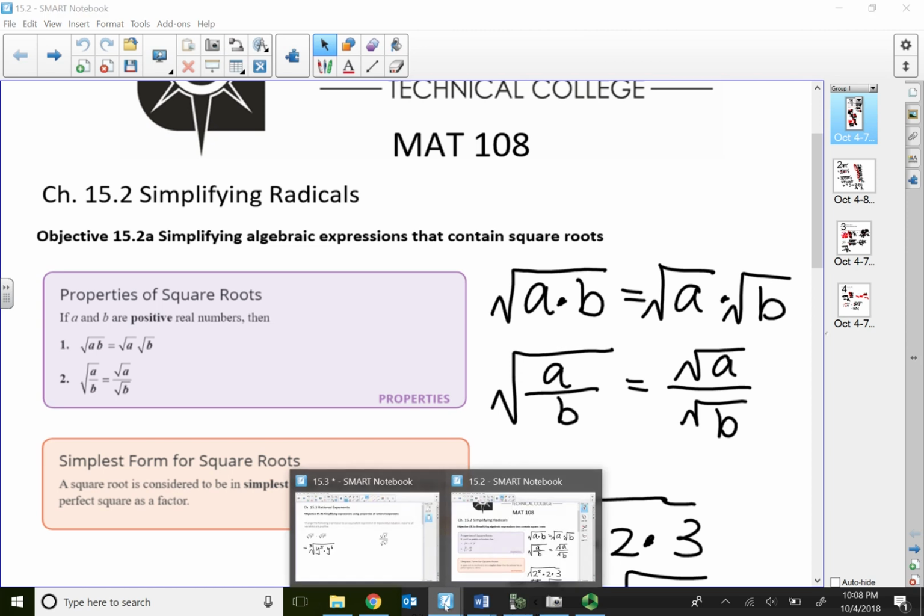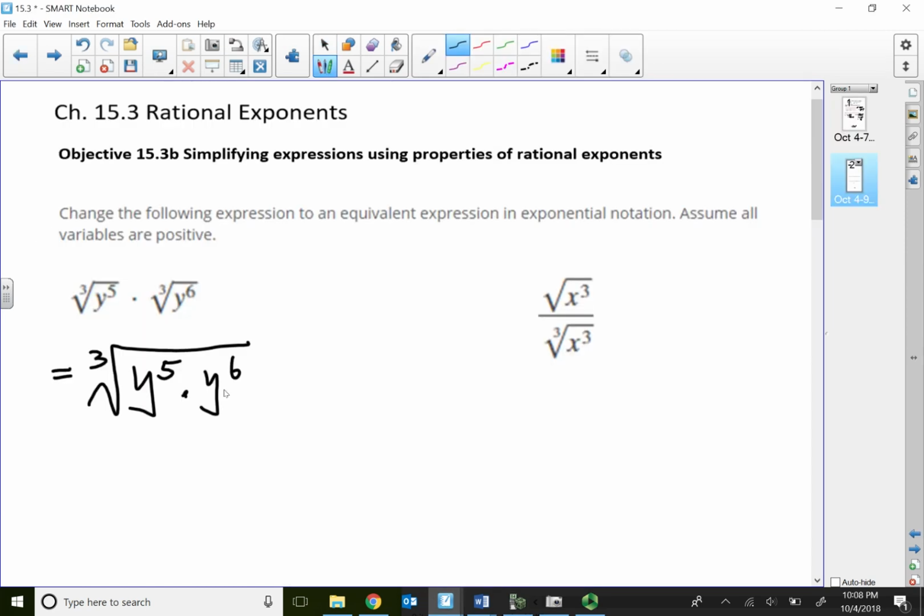The reason I'm doing that is so I can quickly say this is y to the fifth times y to the sixth. The bases are the same and we're multiplying, so we add the exponents. That will be the cube root of y to the 11. All right.